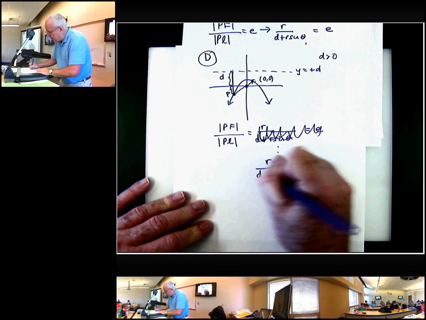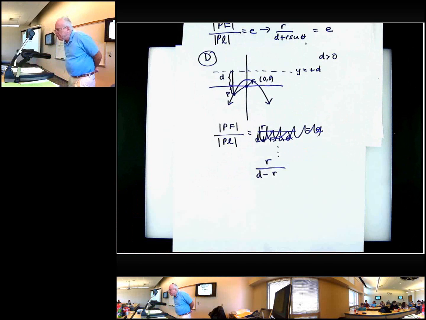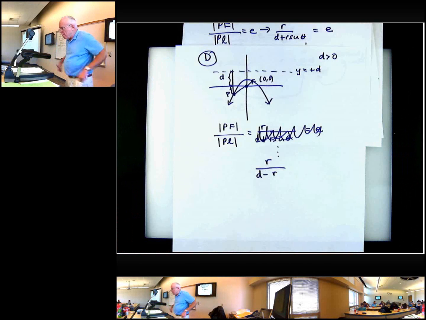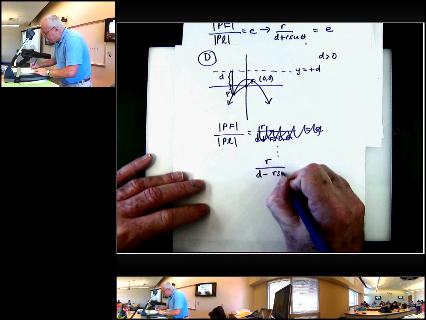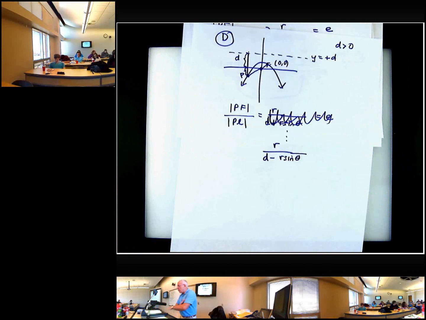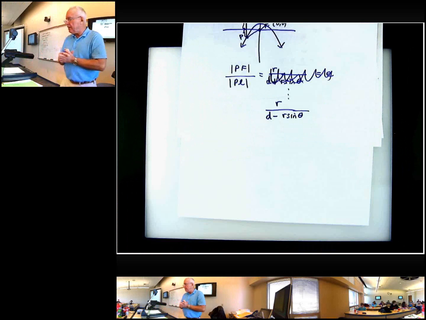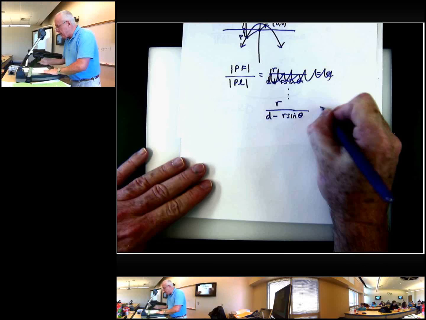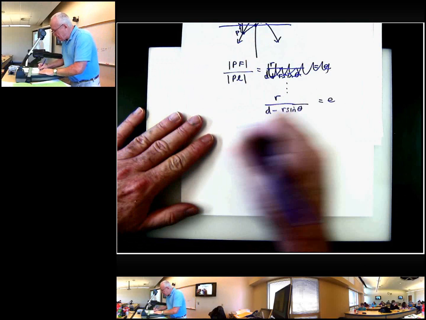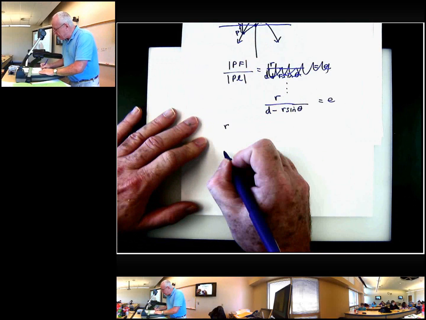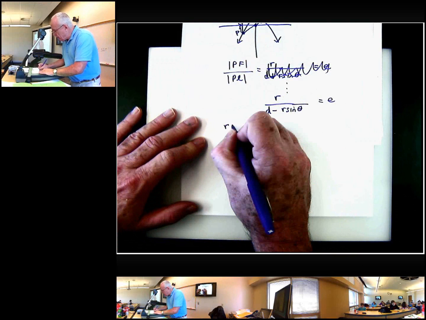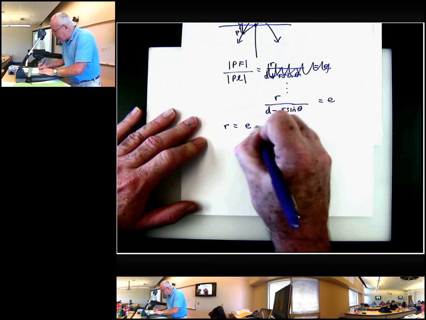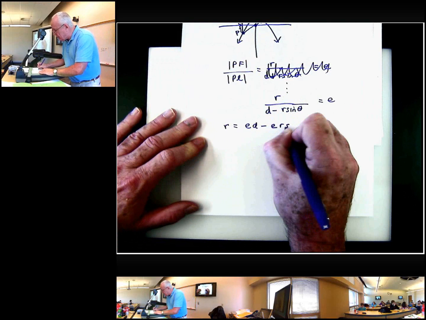Let's go with that. Sorry about that. Okay. So we have r over d minus r sine of theta, and then that equals our e. Then let's solve for r here, and let me go on and do this. So we have r is equal to e times d minus e times r sine of theta.